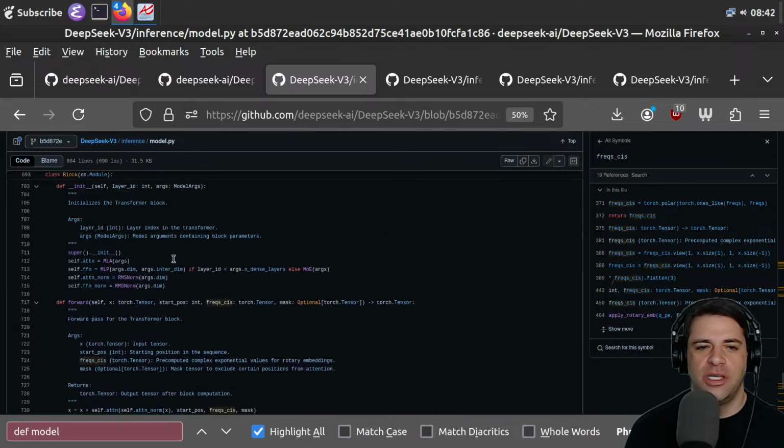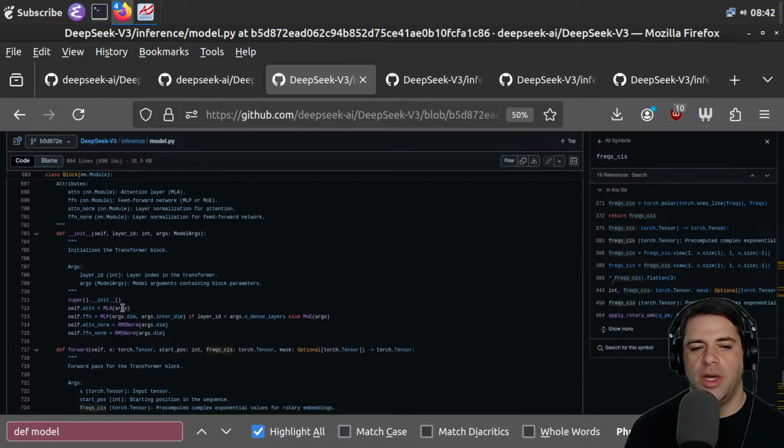There's really not much else you can do other than assign some stuff. So when we initialize, we're assigning the attention function here. I thought there would be some attention implementation, but we're just defining it as an MLA block of whatever model args were passed in. And then the feed-forward network is MLP, multi-layer perceptron, I assume, if the layer ID is less than the number of dense layers. Otherwise, we're going to do mixture of experts.